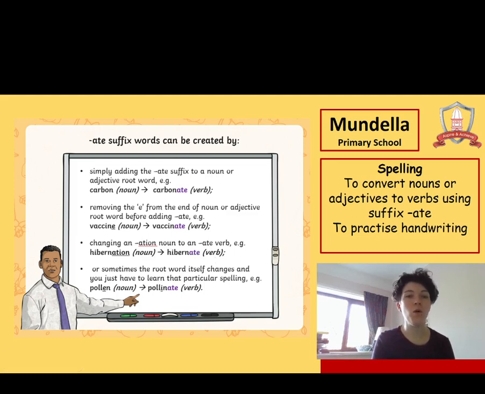But of course, there's always another one, isn't there? There's always another rule we have to learn, isn't there? It can't be as simple as just having three. The fourth one is that sometimes the root word itself changes, and you just have to learn that particular spelling. So these are the exceptions. So if you think back to our science when we were looking at pollination of plants, the pollen, P-O-L-L-E-N, is the noun. Pollinate is the verb. So we change the root word here by putting an I in place of the E. So it's pollinate, and then add our suffix.